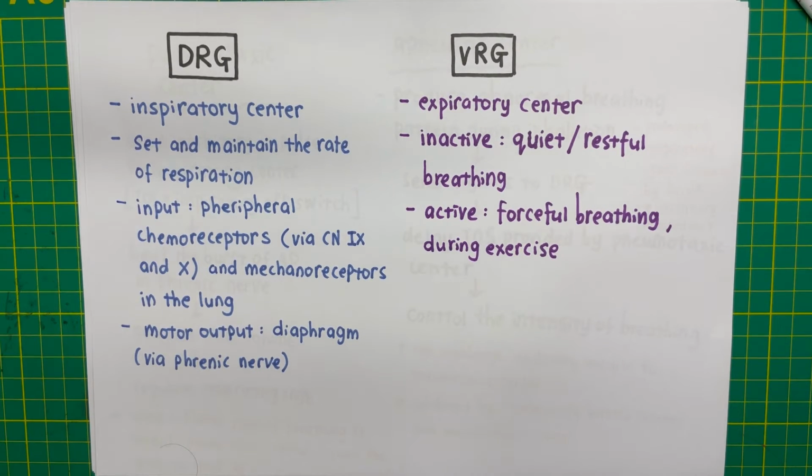Regarding DRG and VRG, the DRG is responsible to set and maintain the rate of respiration. So the DRG is our fundamental control of breathing in our body. It receives input from peripheral chemoreceptors and mechanoreceptors, and sends motor output to the diaphragm via the phrenic nerve. Whereas the VRG or expiratory center is most of the time inactive in quiet and restful breathing, but it can be activated in forceful breathing or during exercise.